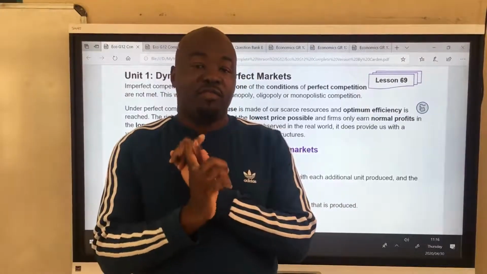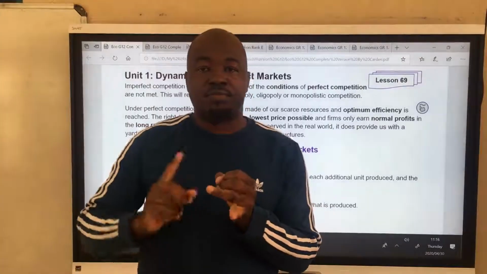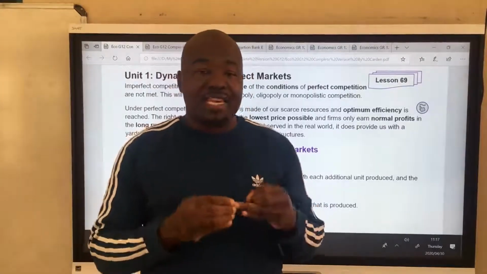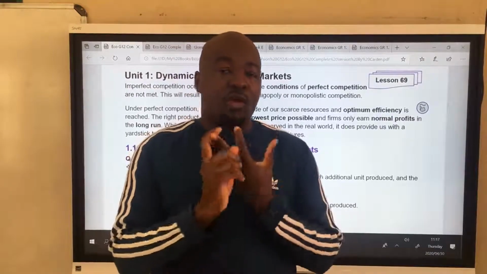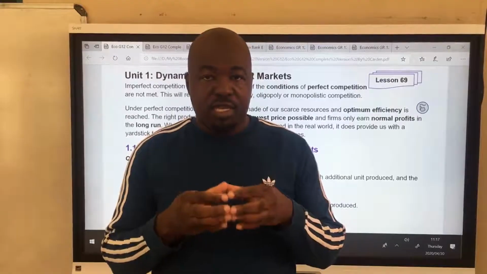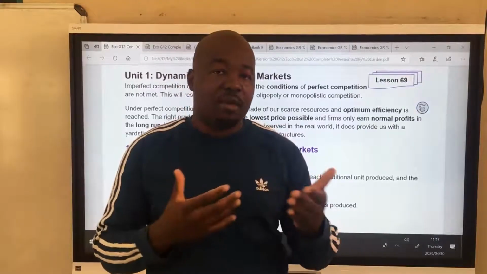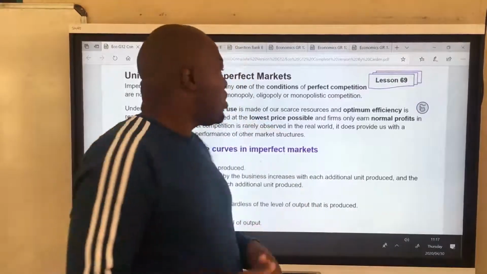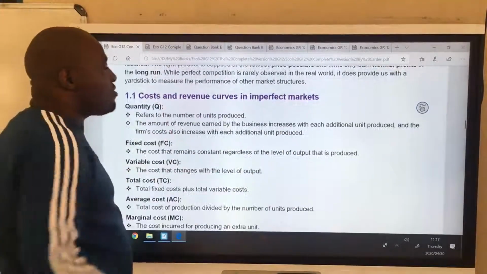In a monopoly, we have one seller selling a unique product. In monopolistic, we have many sellers selling differentiated products. In oligopoly, we have few firms selling either homogeneous or heterogeneous products, depending on the type of oligopoly. All right, let's start with cost and revenue curves.